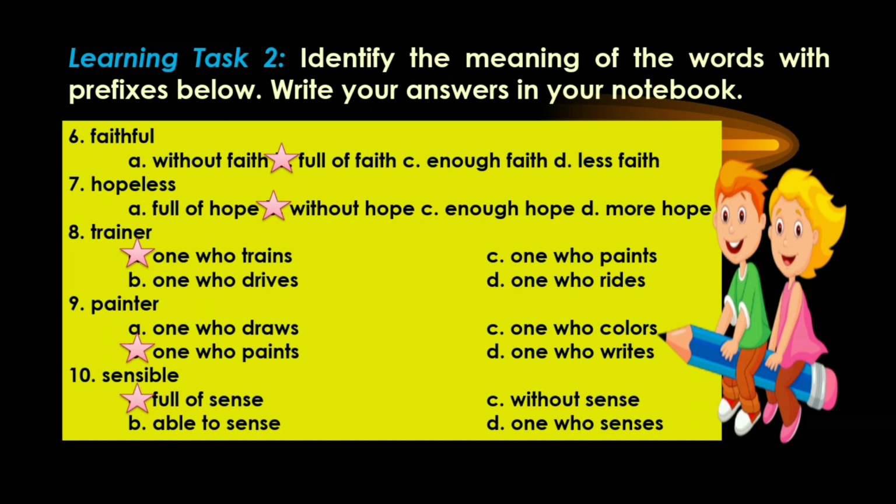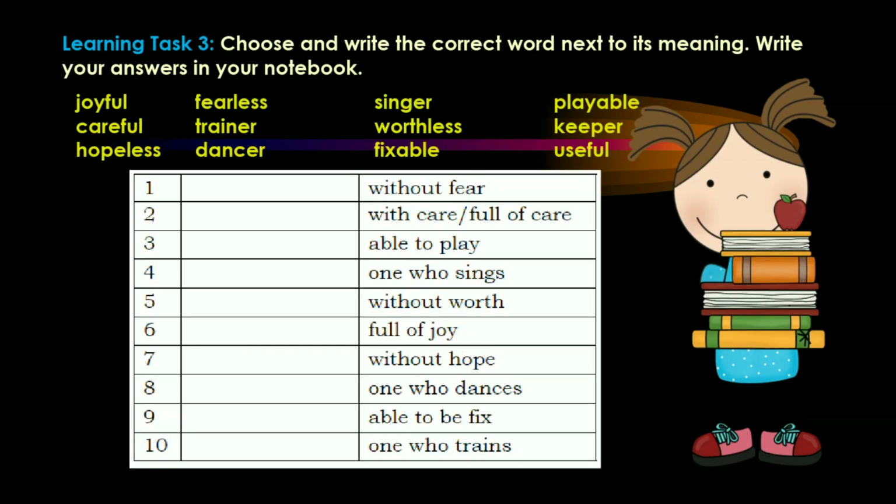So this time, let's have learning task number 3. For this learning task, you are going to choose and write the correct word next to its meaning. For number 1, without fear means fearless. Number 2, with care or full of care. The correct word is careful. Number 3, able to play. The correct word is playable. 4, the one who sings. Singer, of course.